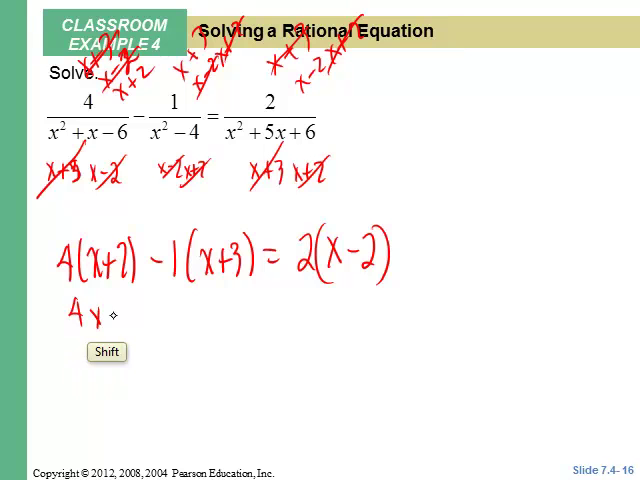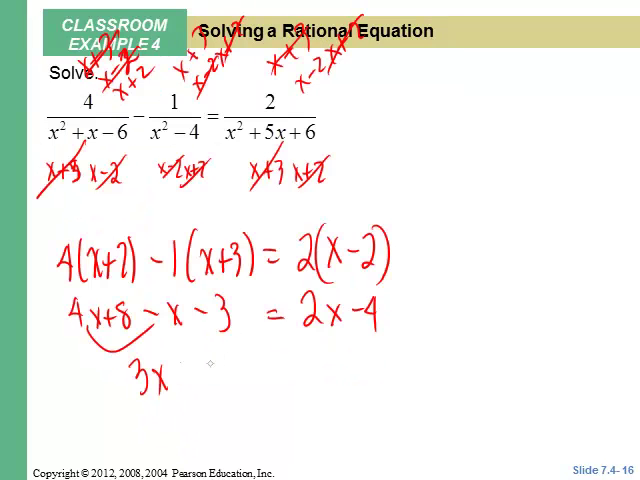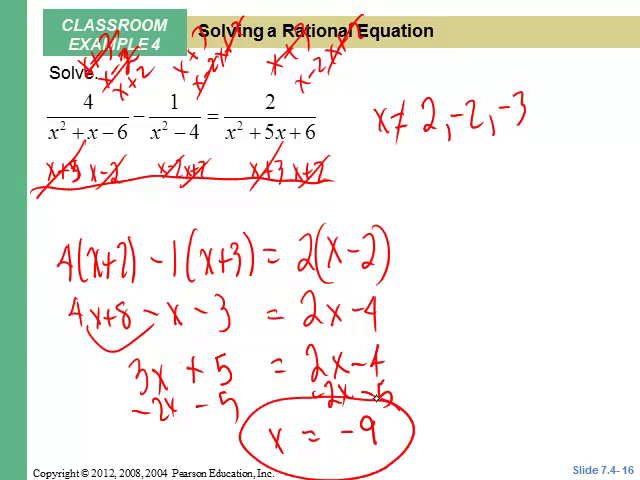So 4x plus 8 minus x minus 3 equals 2x minus 4. 4x minus x is 3x, plus 5 equals 2x minus 4. Subtract 2x from both sides. Subtract 5 from both sides. You get x equals negative 9, which is fine because that's not one of the choices. X can't be 2, negative 2, or negative 3. So it can be negative 9.